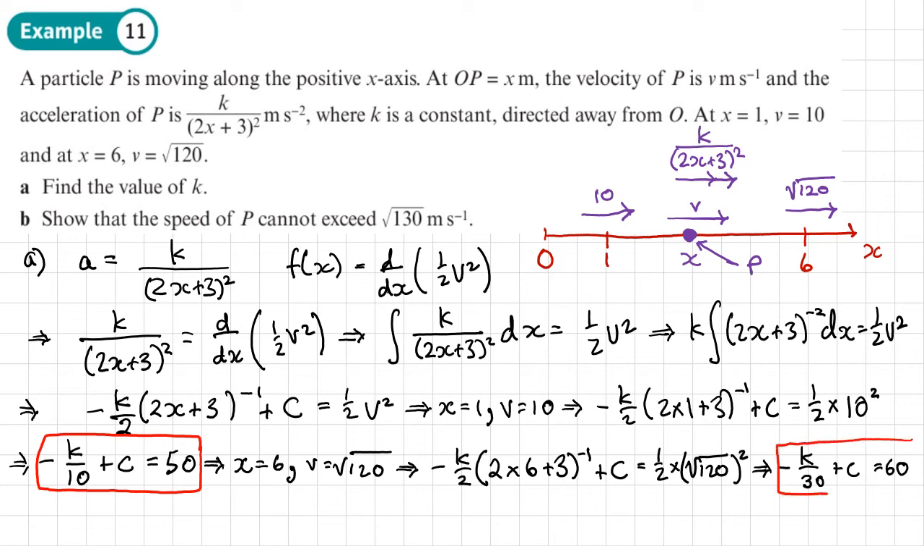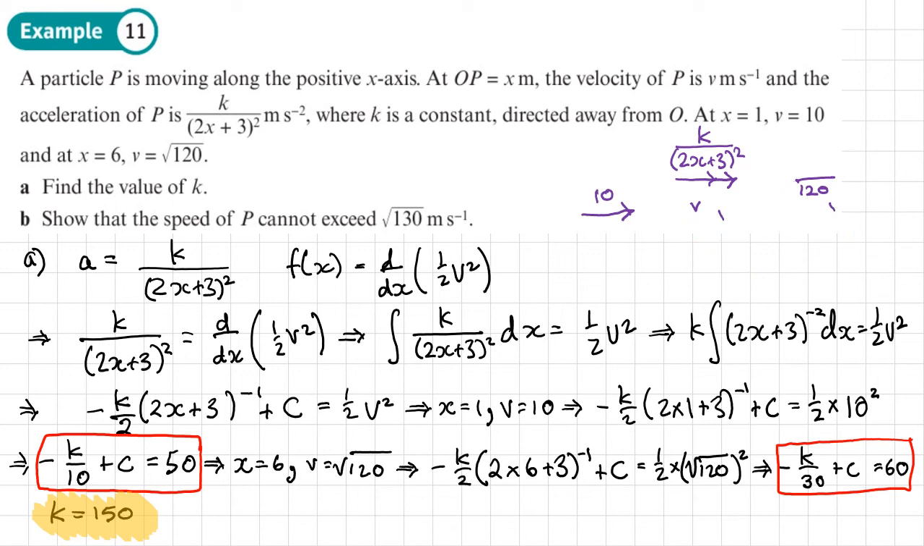simultaneous equation. Now these 2 equations are easy enough to solve because you can eliminate the c by subtracting one from the other or using your calculator. I've been pretty lazy and I used my calculator, and I got a value of k equal to 150. So there we go, that's the value of k. And incidentally, I've got a value for my constant of 65. Moving on to part B. Part B says show that the speed of p cannot exceed root 130.